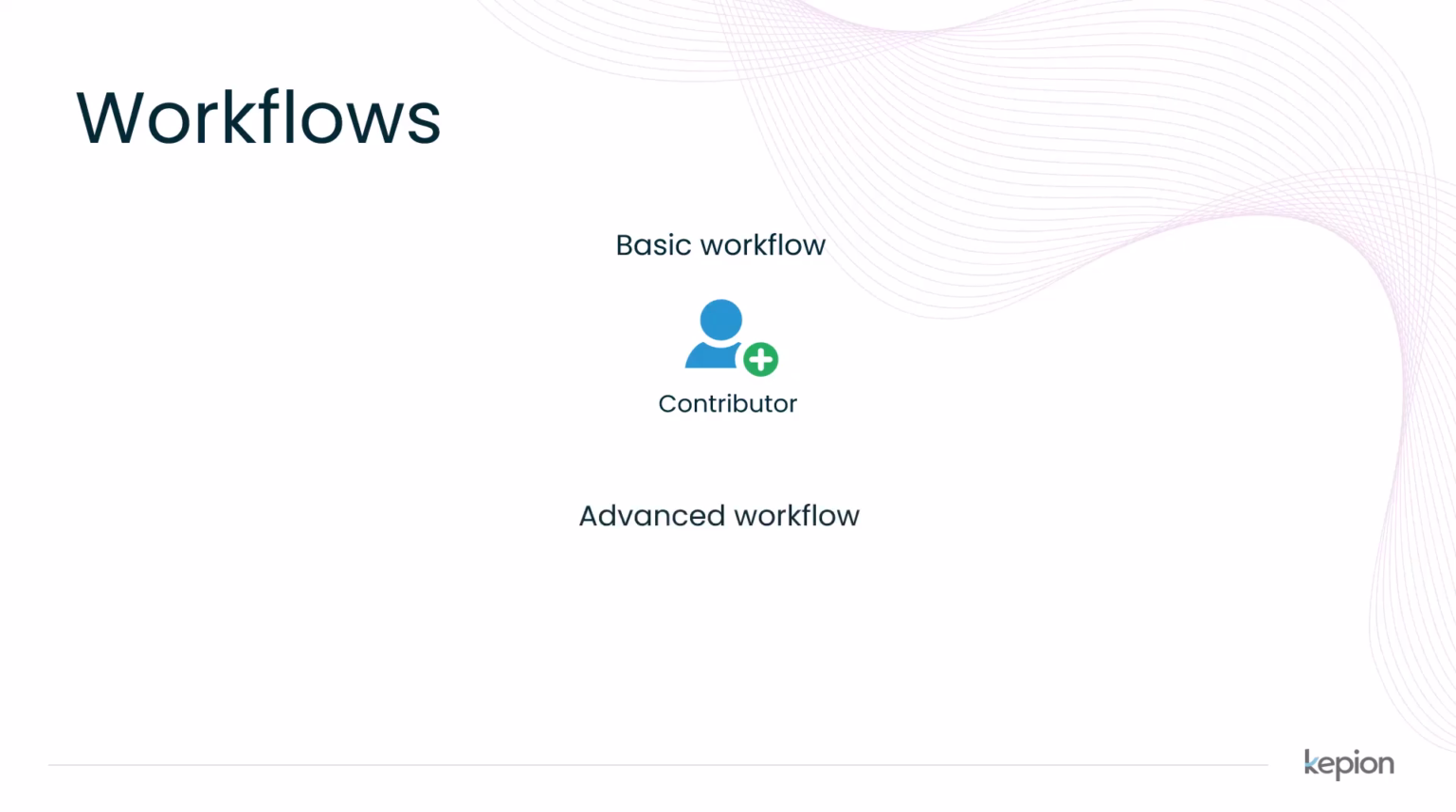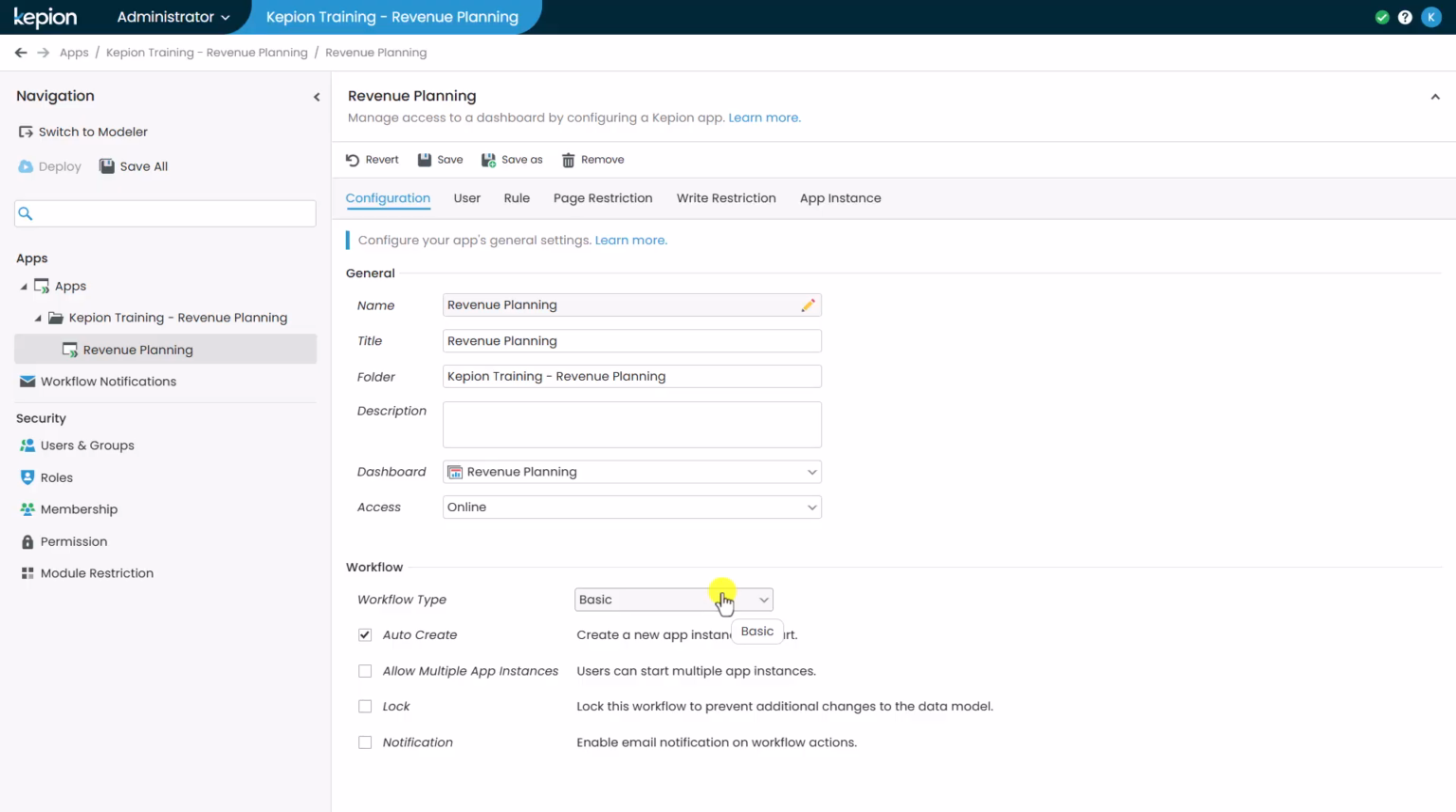In advanced workflows, we can add two additional types of users, reviewers and approvers. Reviewers can view and comment on a submission, but cannot modify the data. Approvers can then modify the plan and either approve or reject it. Let's select an advanced workflow so that we can set up an approval chain.